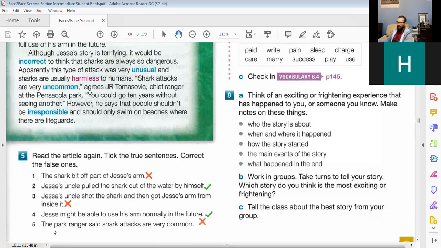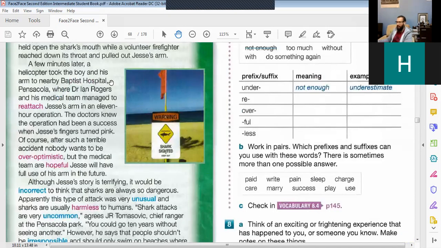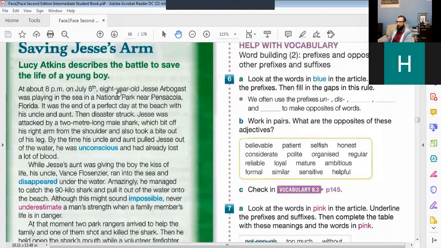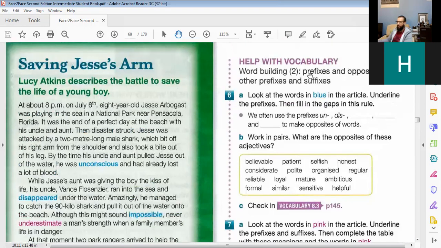Okay, so this is the idea. This is an example of a news report, a newspaper article or a newspaper report. It's usually in this style. Okay, let's focus a little bit on vocab now.